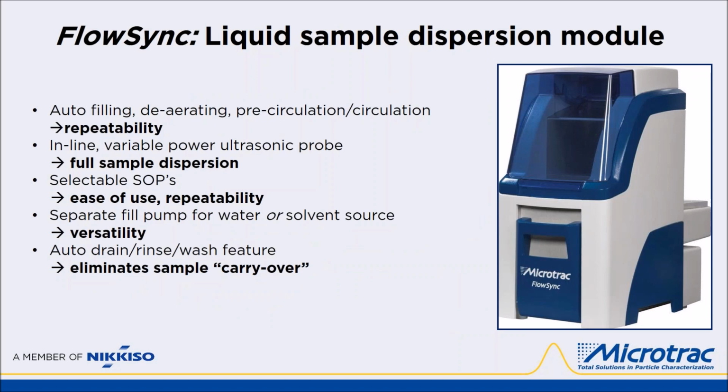Some features and benefits of the FlowSync module for liquid sample dispersion: auto-filling, deaerating, pre-circulation, and circulation for consistent repeatability, an inline ultrasonic probe with variable power for optimum sample dispersion, selectable SOPs, just add sample, click, and run, ease of use and repeatability, separate fill pump for water or solvent source for versatility, an auto drain, rinse, and wash feature to eliminate sample carryover.